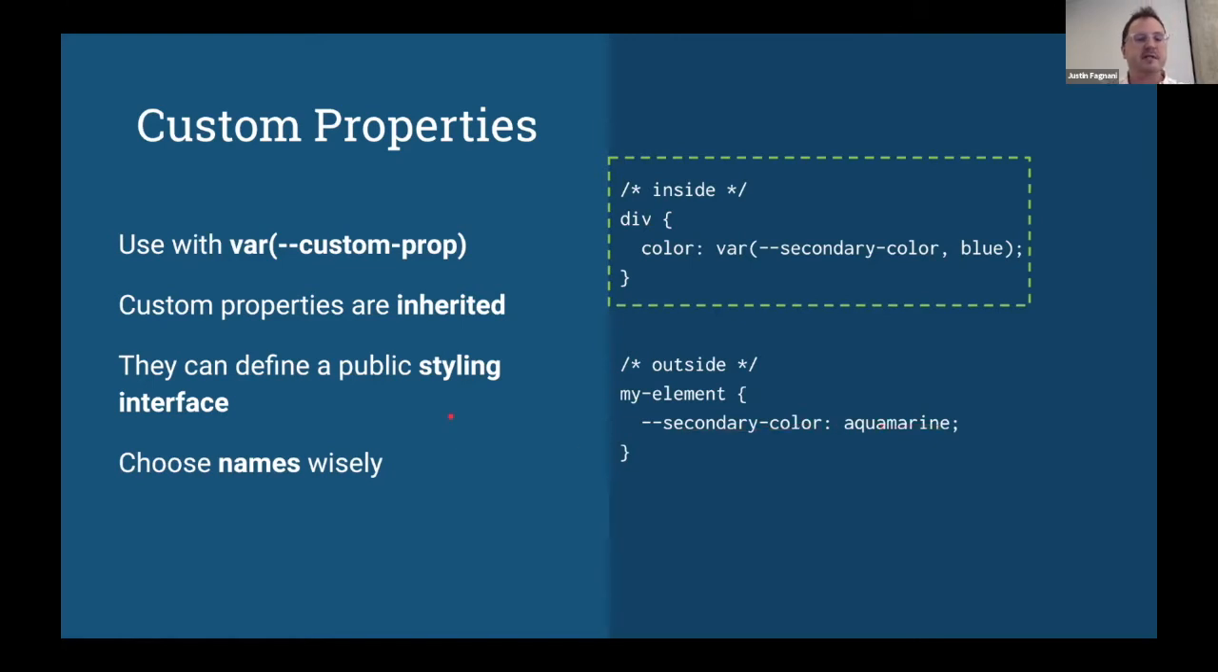And so these let us start defining our public styling interface. One thing is you should choose the names wisely here. You should either have generic names that apply across all of your components and are common to a theme, or you should probably prefix your names with the custom element names so that they don't collide with other custom properties in your tree somewhere.